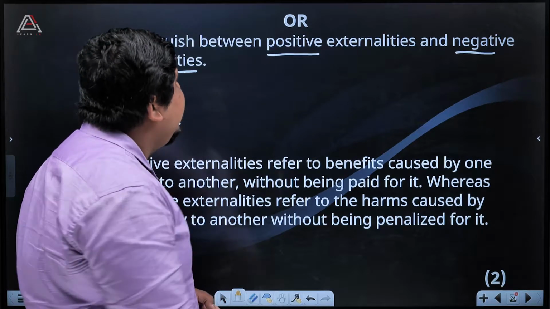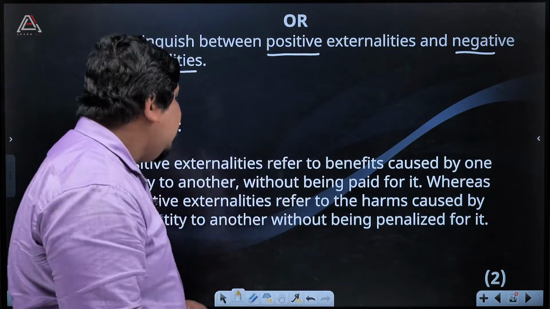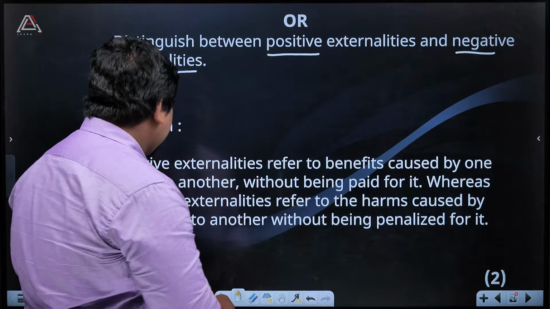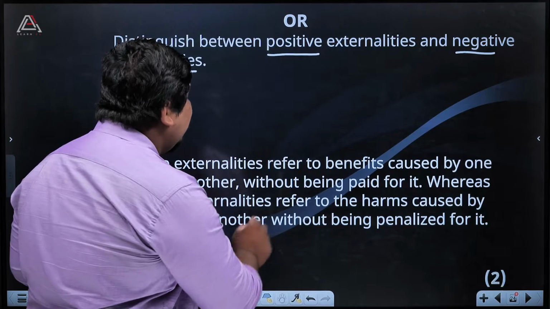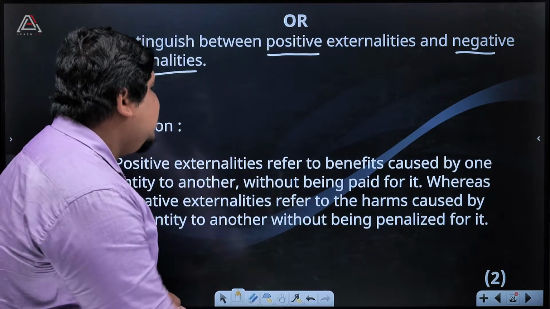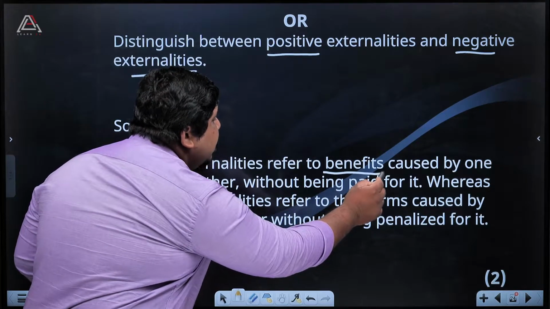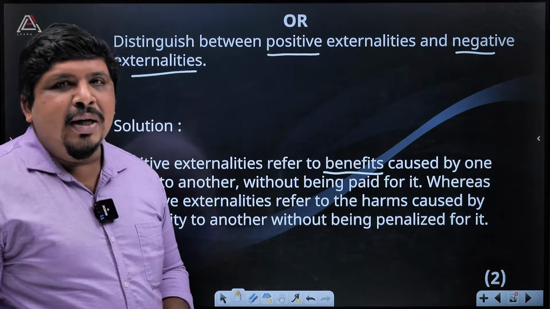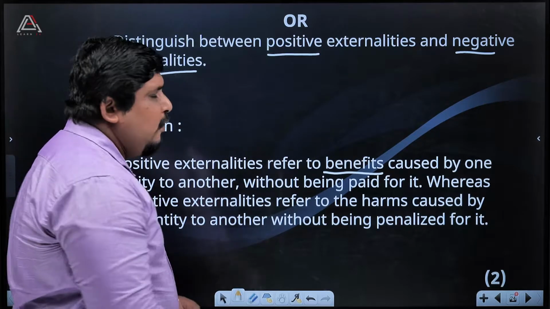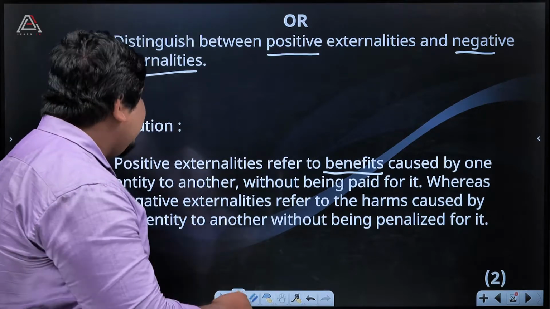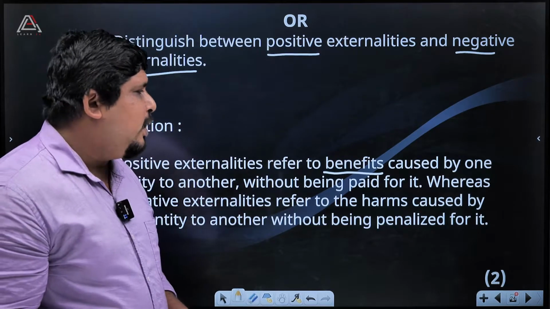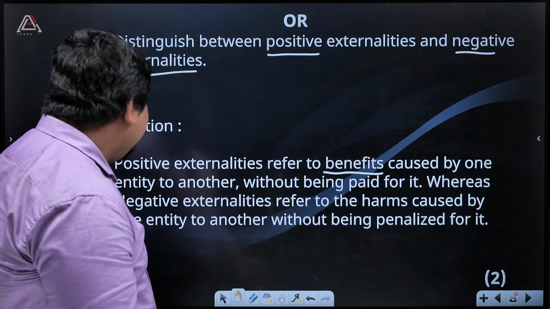Positive externalities refer to benefits caused by one entity to another without being paid for it. Positive externalities, benefits, it's very important. We are getting a positive benefit caused by one entity to another, one person to another. Otherwise, we can say one entity to another without being paid for it. That is positive. But what is negative?